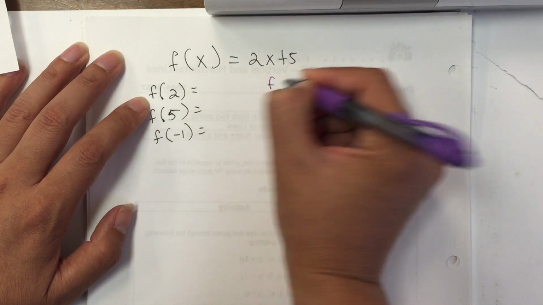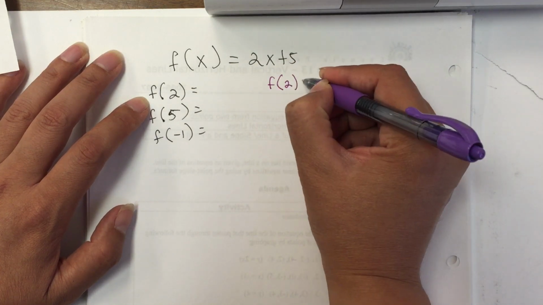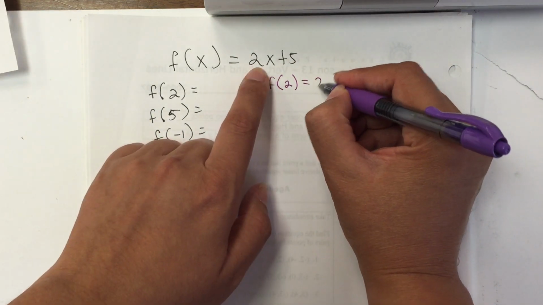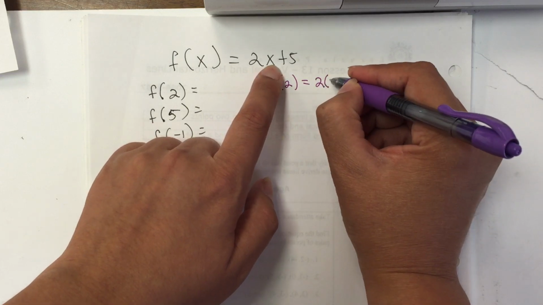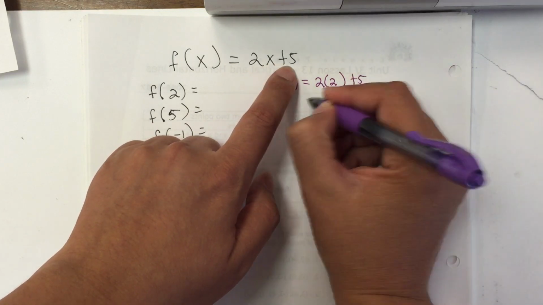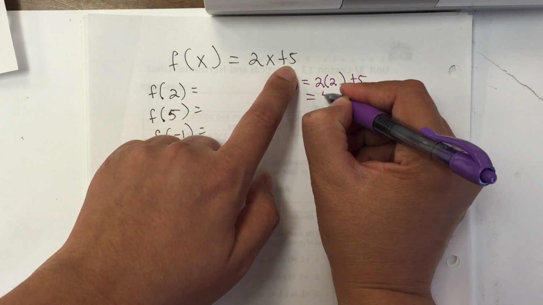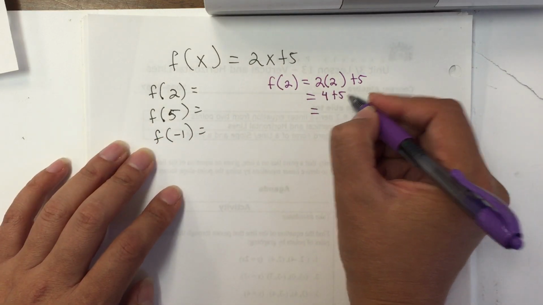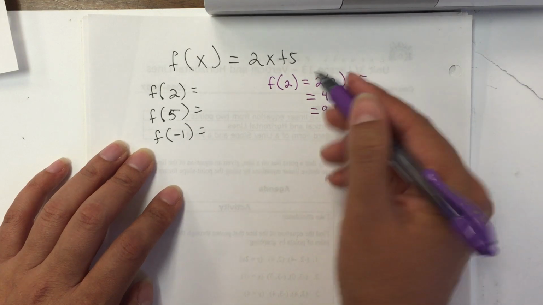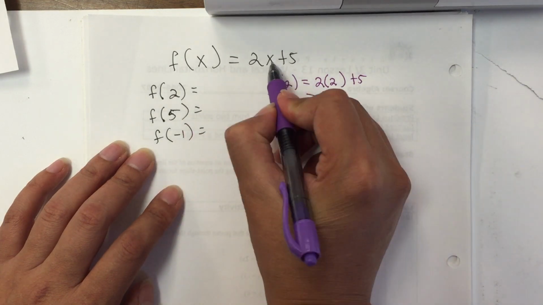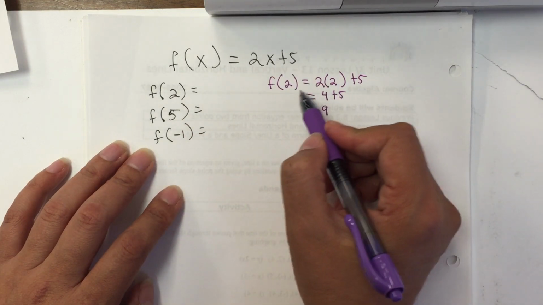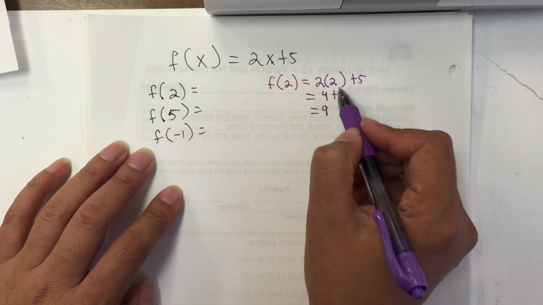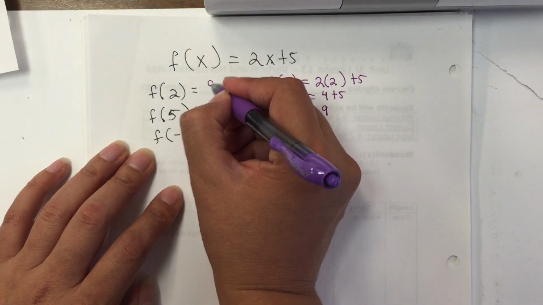So for the first one, I would say f of 2 equals 2 times the value of x plus 5. 2 times 2 is 4, plus 5, and 4 plus 5 is 9. So all you're doing is just replacing this in your x and simplifying this side. Okay, so f of 2 is 9.